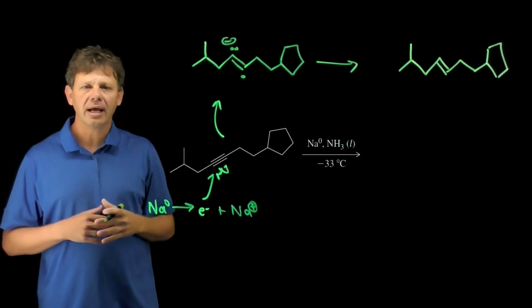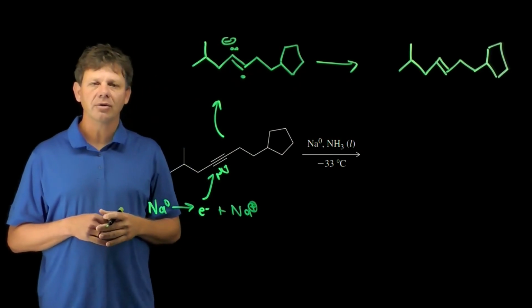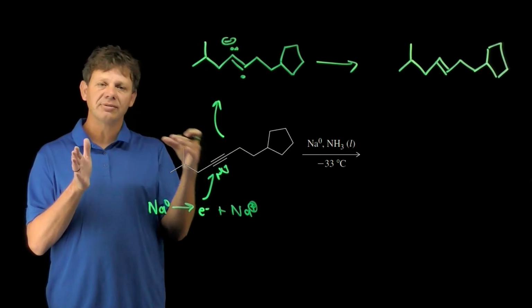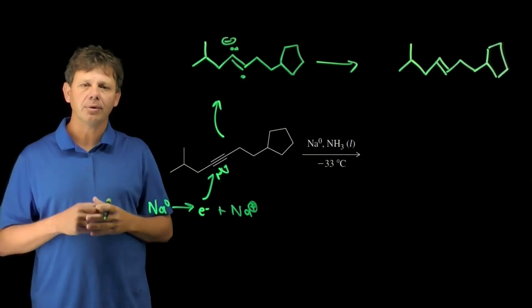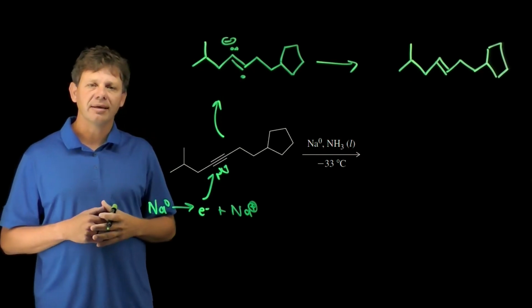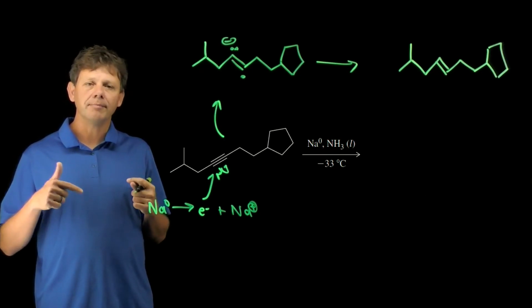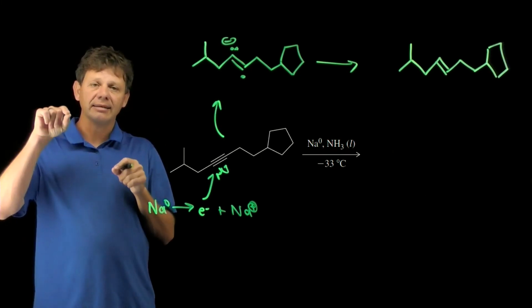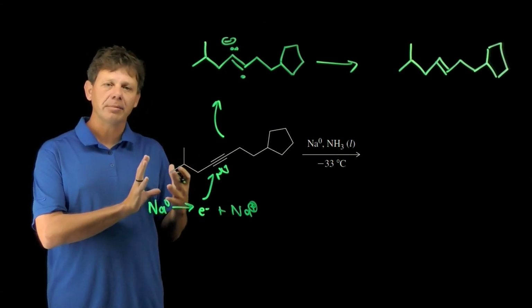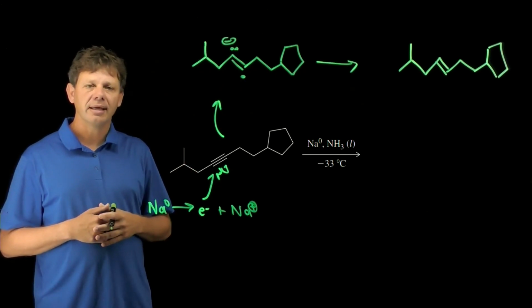This is in contrast to had we used the Lindlar reduction where we add H2, both hydrogens add to the same face of the molecule at the same time to give a cis alkene. This one, the 2 protons are added at different times through the most stable intermediate to give the trans alkene.